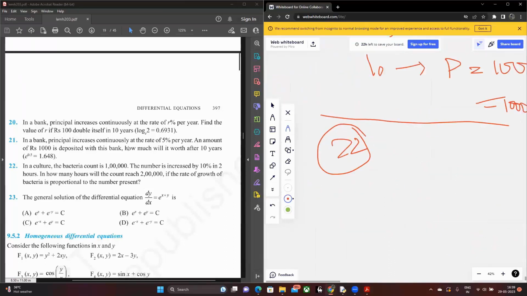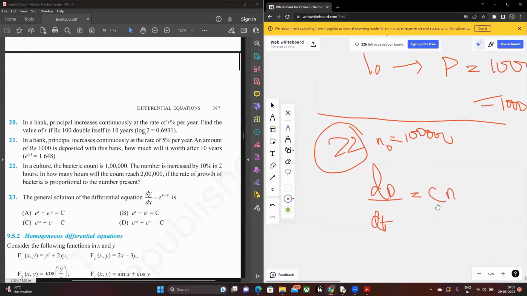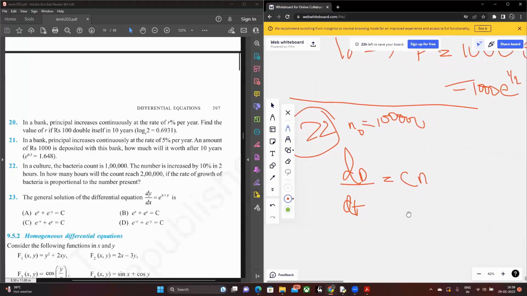Right? Because they have finished 21. In a culture, the bacteria count is 1 lakh. The number increased by 10% in 2 hours. In how many hours will the count reach 200,000 if the rate of growth of bacteria is proportional to the number present? So basically, they're given that dN by dt is equal to C times N. It is proportional to the number present.